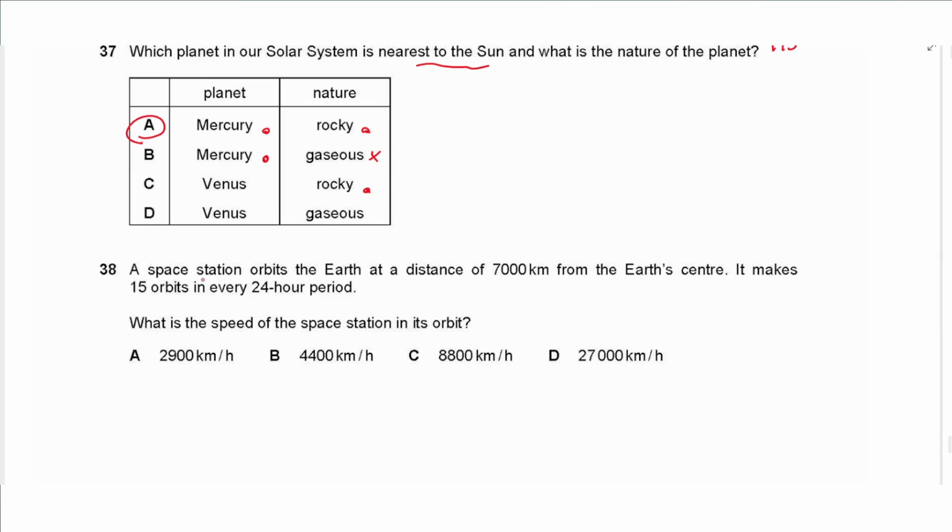Question 38 says, a space station orbits the Earth at a distance of 7,000 kilometers from the Earth's center. It makes 15 orbits in every 24-hour period. What is the speed of the space station in its orbit? And the answer is required in kilometers per hour. So we have the distance is a circumference, which is 2 pi r, but it makes 15 circumferences every 24 hours. So we multiply that by 15, then we divide by the time in hours, which is 24. That gives an answer of 27,500. So the nearest one is 27,000 kilometers per hour.